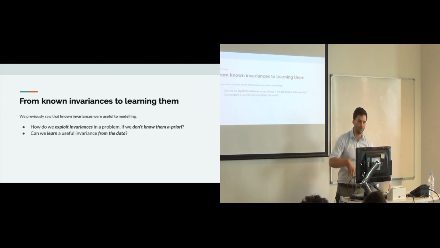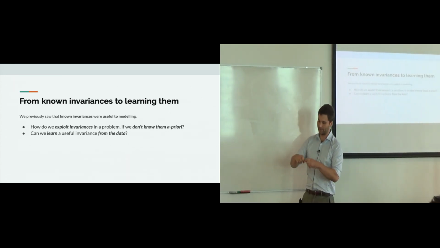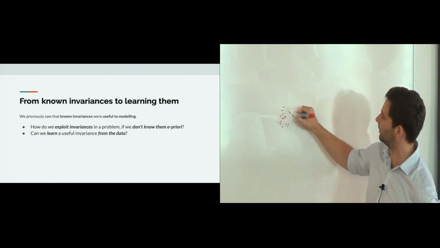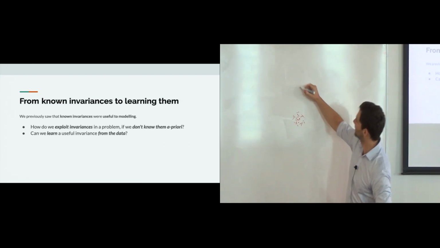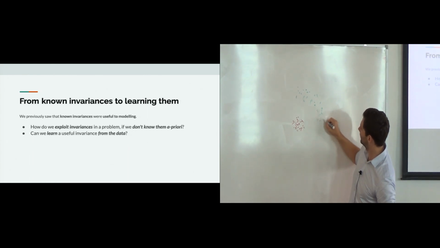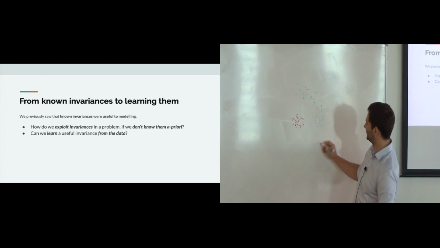So let's say that we're given a particular data set and we know that there are some invariances in them. How can we exploit them if we don't know which one is in there beforehand? To illustrate this, I just want to draw a quick example. Imagine that we've got a classification task where we've got loads of positive examples like this here, and then we've got some negative examples scattered around like this.